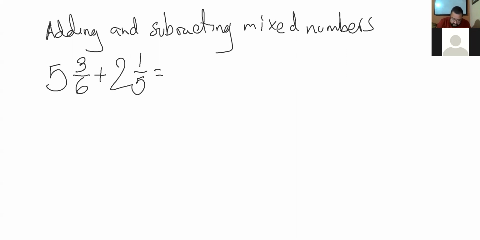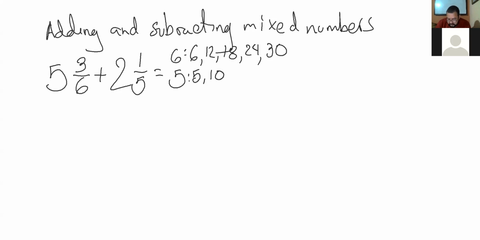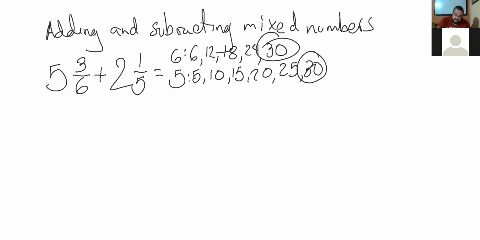Okay, remember, let's equal the denominators. They are 6 and 5. 6 times 1, 6. 6 times 2, 12. 6 times 3, 18. 6 times 4, 24. 6 times 5 equals 30. 5 times 1, 5. Times 2, 10. Times 3, 15. Times 4, 20. Times 5, 25. Times 6, 30. Look, we have the least common multiple.